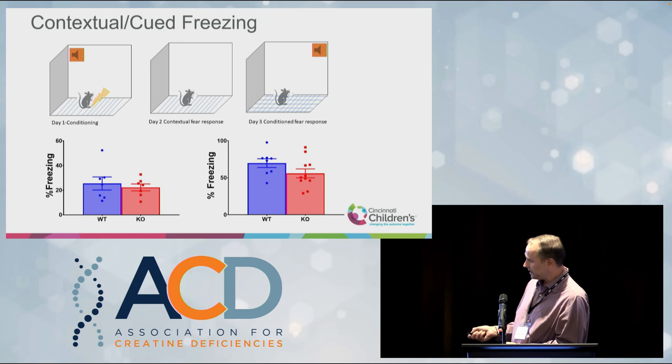When we place them in the context, you can see that the wild-type animals freeze at about 25%. The knockout animals are at about 20. So we're getting to the point where there's a small difference there, and with more animals, we may be able to pull something out. But on day 3, you can see that there is a difference between the wild-type and the knockout animals, with the knockout animals not recalling the tone as well as the wild-type animals do.